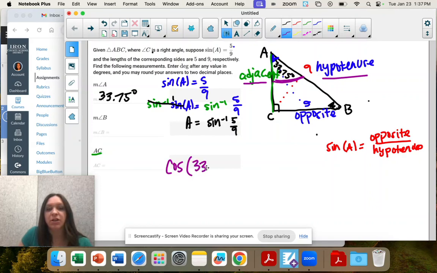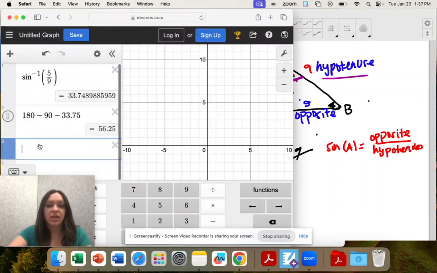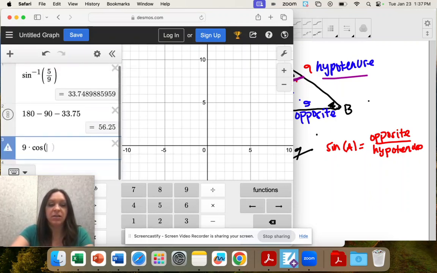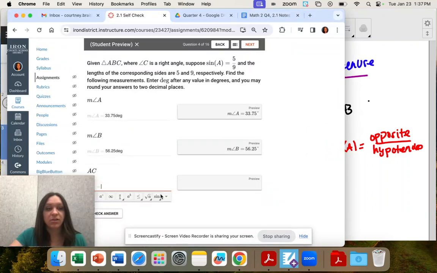So cosine of 33.75 equals adjacent, we'll call it x, over the hypotenuse, which is 9. Times both sides by 9. So x equals this, and I'm going to throw it in the calculator. So 9 times cosine of 33.75, which is 7.48 rounded.